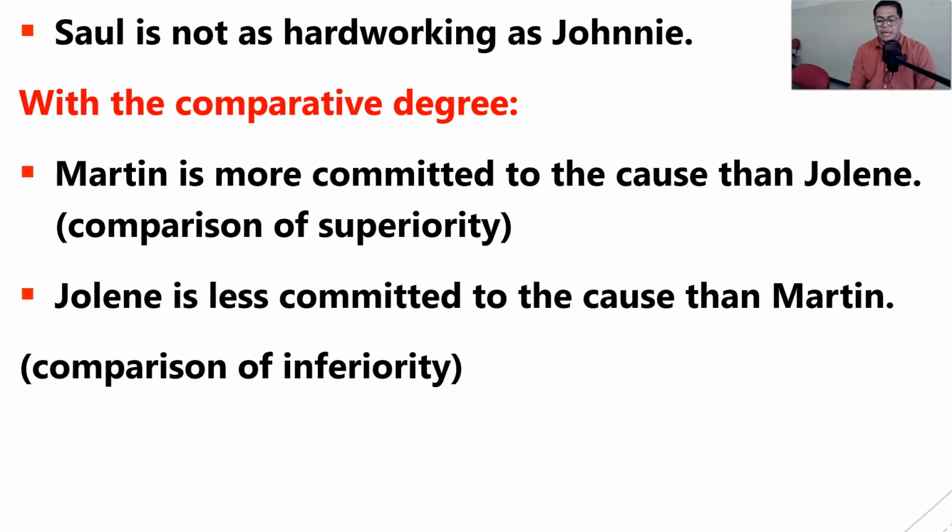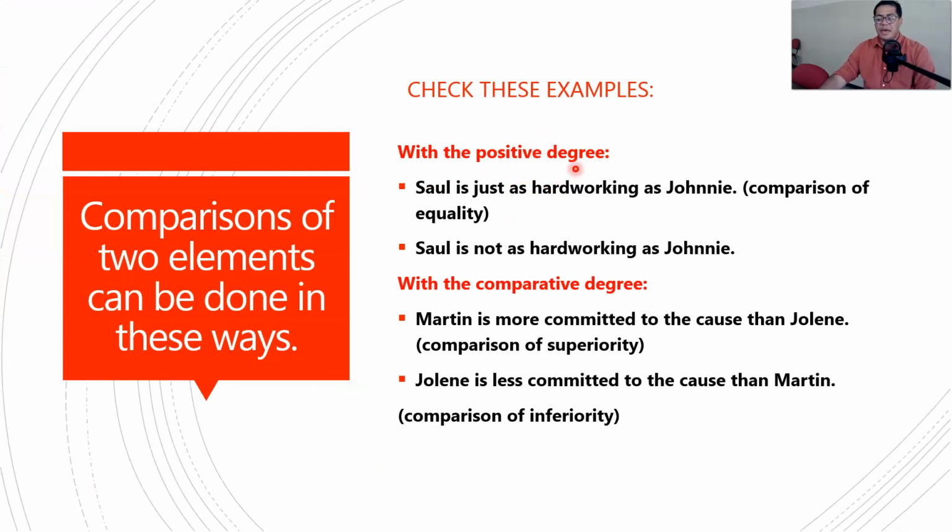I can also transmit the same idea using the comparison of inferiority. This time I am not going to use more. This time I am going to use less. And I say this: Jolene is less committed to the cause than Martin. It transmits the same idea, right? Jolene is maybe 75% committed, and Martin is committed 85% to the cause. And those are examples of comparisons with the positive degree and with the comparative degree.